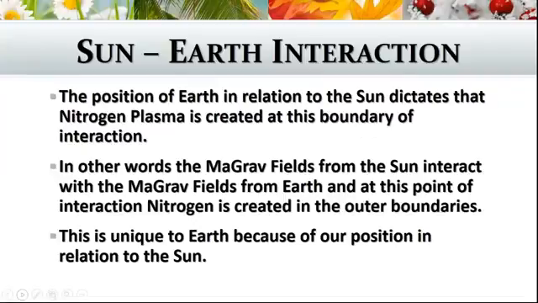In other words, another way to state it is the maggrav fields of the sun interacting with the maggrav fields of the Earth, and at this point of interaction, nitrogen is created. And this is unique to Earth because of our position and relationship to the sun.